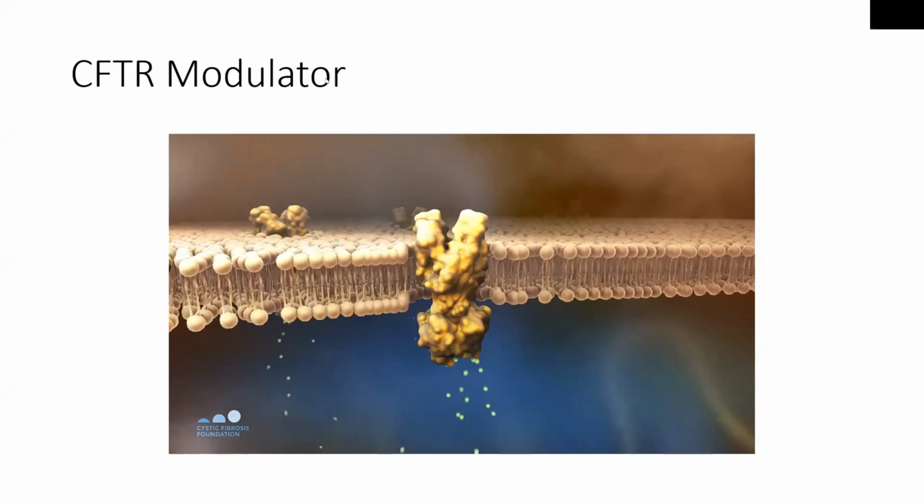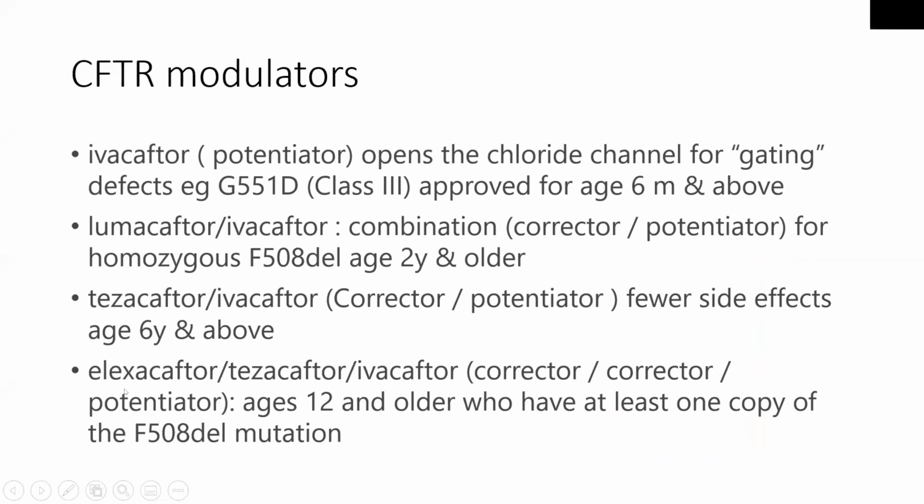The CFTR modulators available now, the most recent is the last one, which is the triple therapy. It is a corrector and potentiator. It's been approved last year for ages 12 years or older. It is suitable for delta F508 mutations. The tezacaftor, ivacaftor, or Symdeco has also a corrector and potentiator. Lumacaftor, ivacaftor has the same corrector potentiator combo, and ivacaftor was only licensed for class 3 mutations.